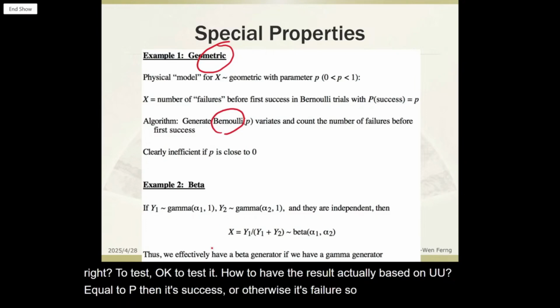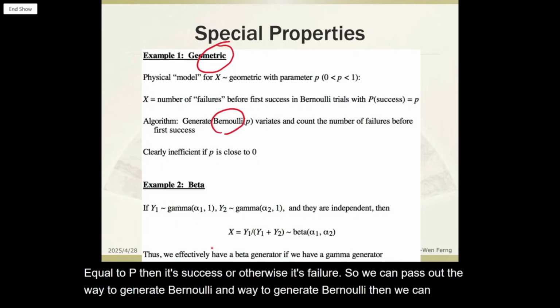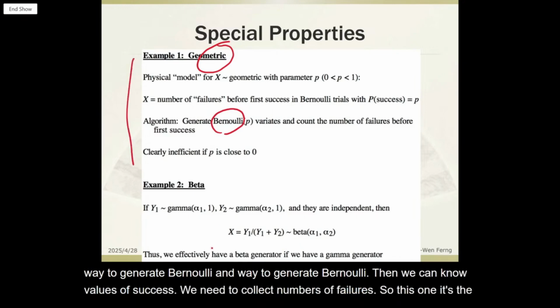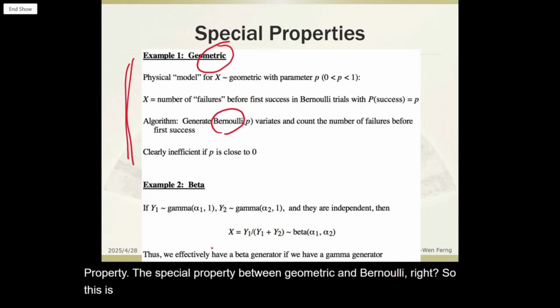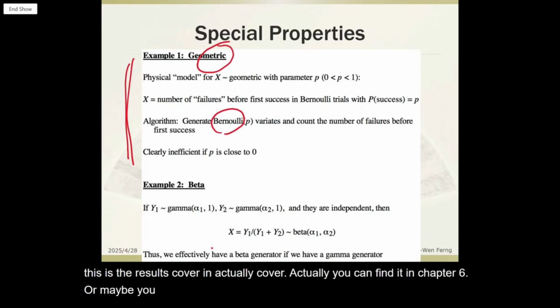So we can pass on the way to generate Bernoulli. And with the way to generate Bernoulli, then we can know failures or success. We need to collect the number of failures. So this one is the special property between geometry and Bernoulli, right? So this is the result, and you can find it in chapter 6, or maybe you can refer to some other reference to know this.